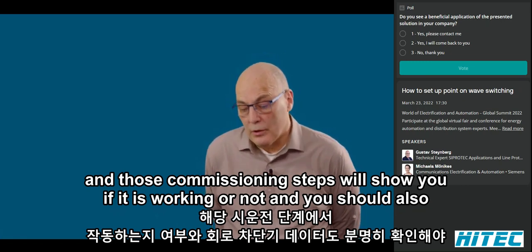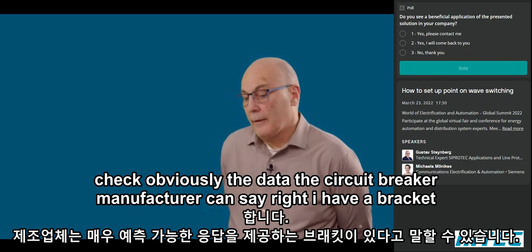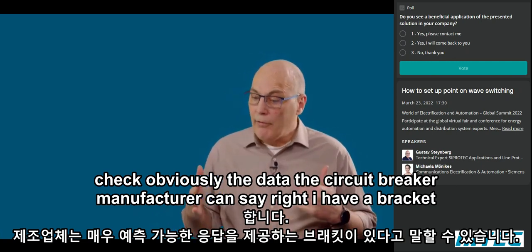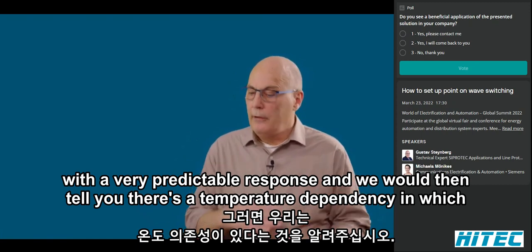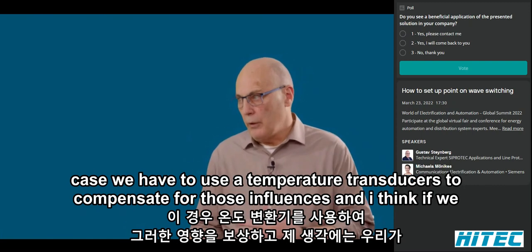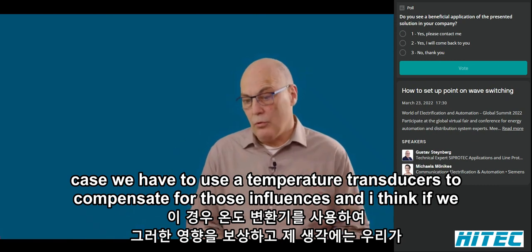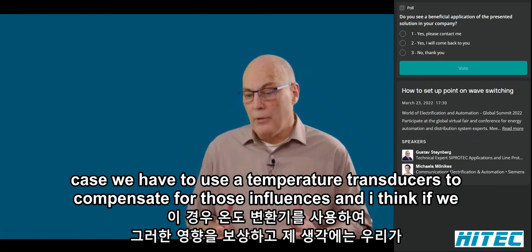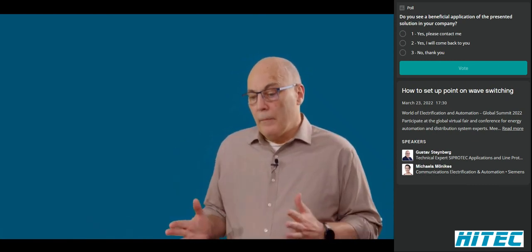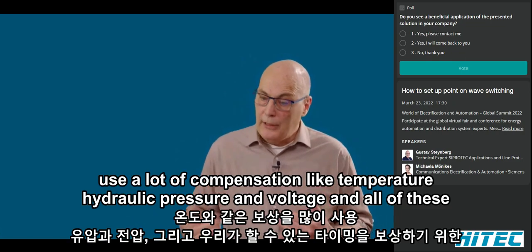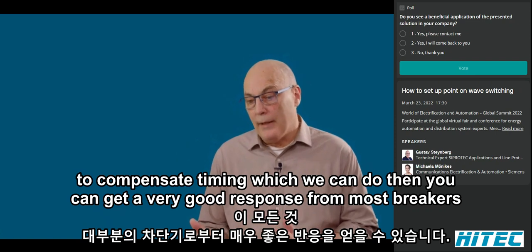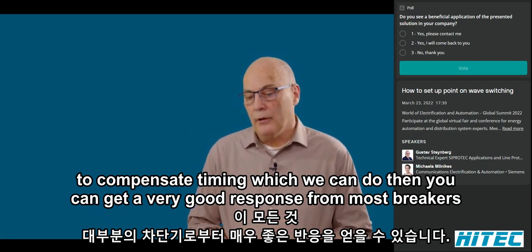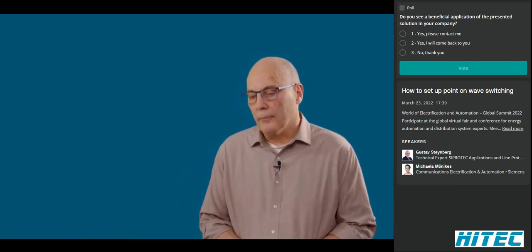And you should also check, obviously, the data. The circuit breaker manufacturer can say, right, I have a breaker with a very predictable response, and we would then tell you there's a temperature dependency, in which case we have to use temperature transducers to compensate for those influences. And I think if we use a lot of compensation like temperature, hydraulic pressure, and voltage to compensate timing, which we can do, then you can get a very good response from most breakers.